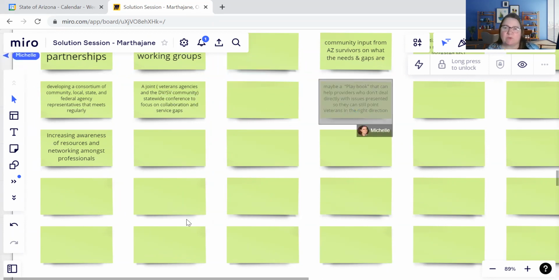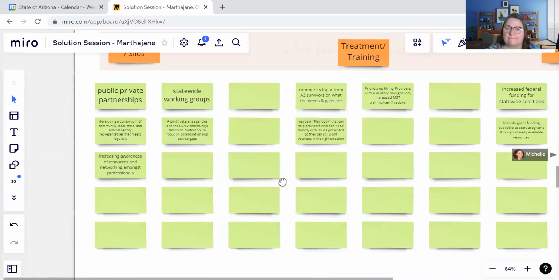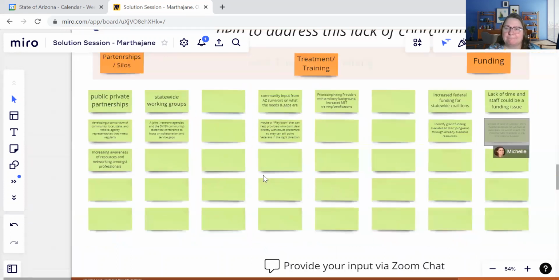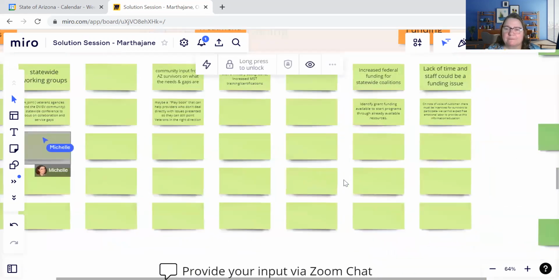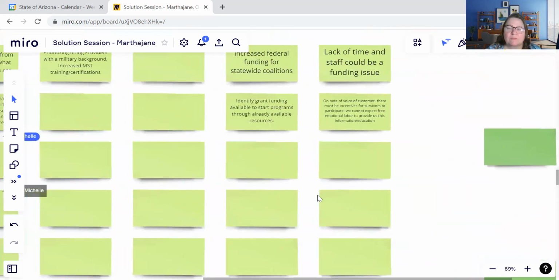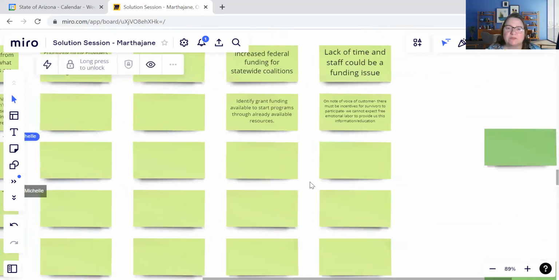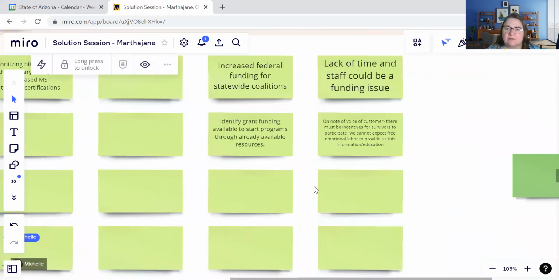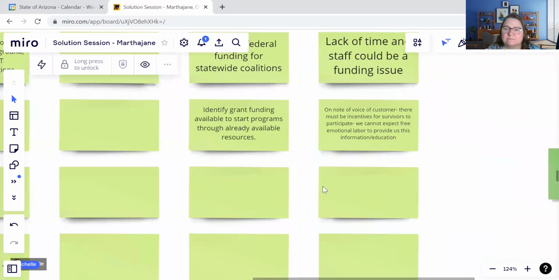Yep, I saw that in the chat from earlier. Thanks for bringing that down. A playbook that can help providers who don't deal directly with issues presented so they can still point veterans in the right direction. That's a great idea. Identify grant funding available to start programs through already available resources. Definitely. Incentives for survivors to participate in voice of the customer work. We can't expect free emotional labor to provide us this information. Sure.